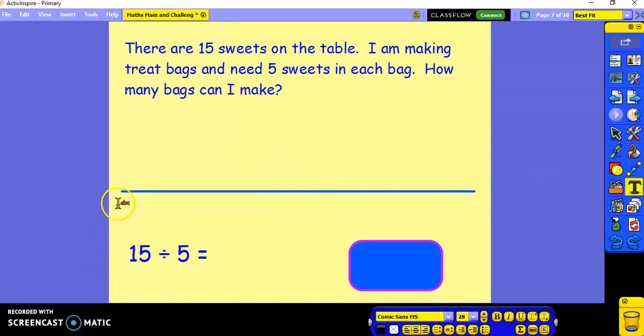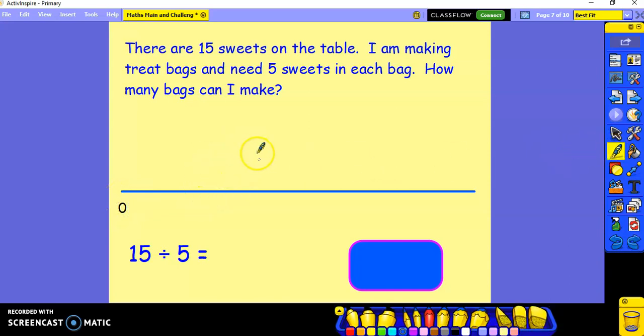Remember, you're going to start at 0 and then you're going to do your jumps. Remember, this time you're jumping in 5s. So 5. Where would you jump next? How many jumps do you need to do? So pause the video and have a go. Okay, I'll finish this off.